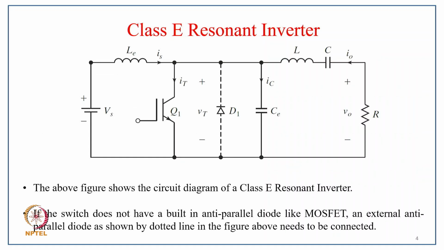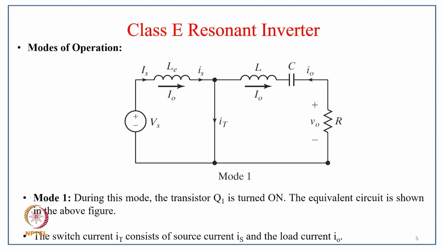electronic lamp ballast. This is a typical circuit of a class E resonant converter, where we have typically a DC source with an LE inductor, then a switching device with an anti-parallel diode, and if it is not built in, then we connect it separately, and then a capacitor followed by the L and C components and the load. So the above figure shows the circuit diagram of the class E resonant inverter, and if the switch does not have a built-in anti-parallel diode like a MOSFET, an external anti-parallel diode, as shown by the dotted line in the figure above, needs to be connected.